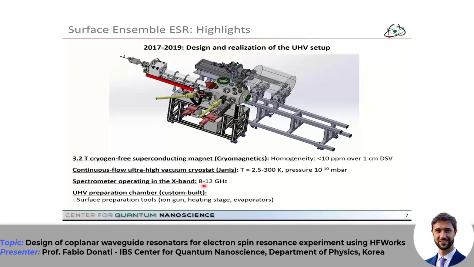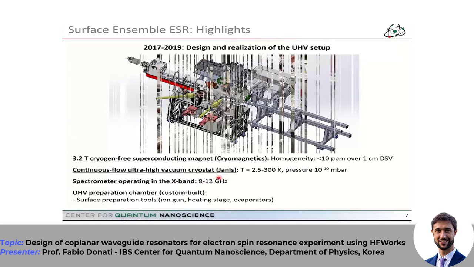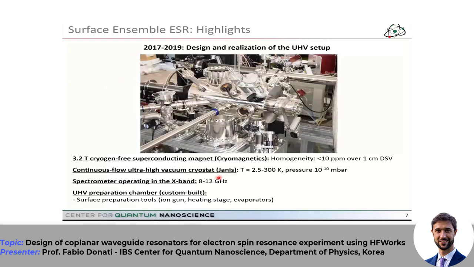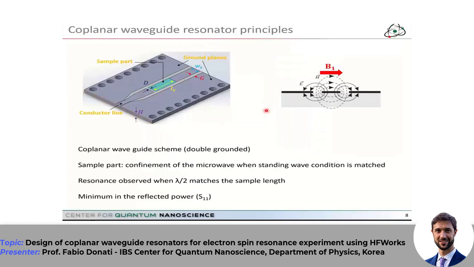It's the X band between 8 and 12 gigahertz. So this is also a picture of the machine completed. This is a picture from this year, where everything is connected and completed. Now, the main part that requires the design and the approach for HFWorks is the microwave resonator.